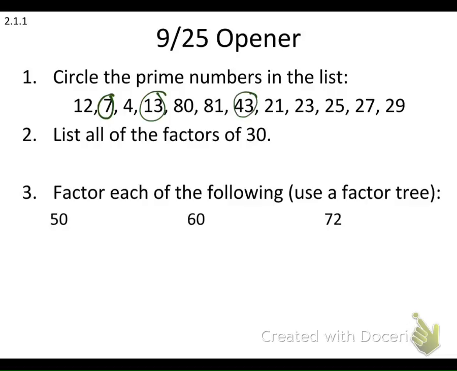Okay, what about 21? Composite. What about 23? Prime, so we're going to circle 23. What about 25? Composite. What about 27? Well, what are our factors of 27?